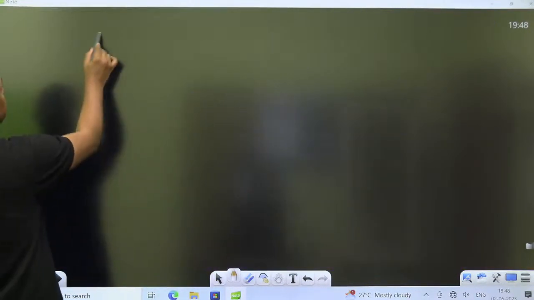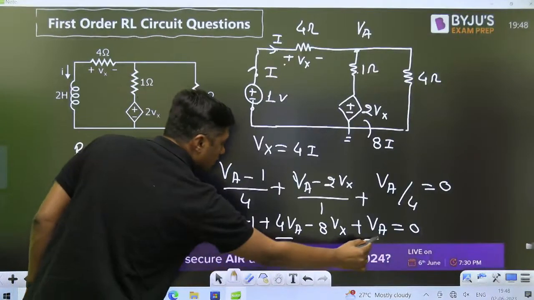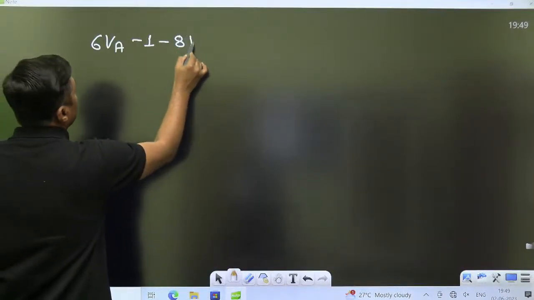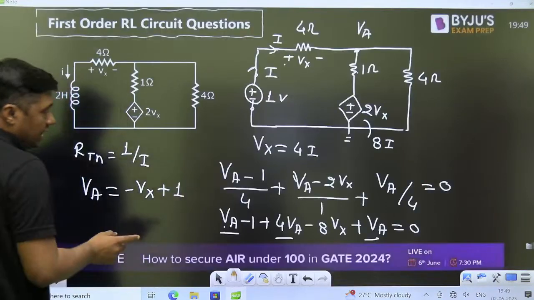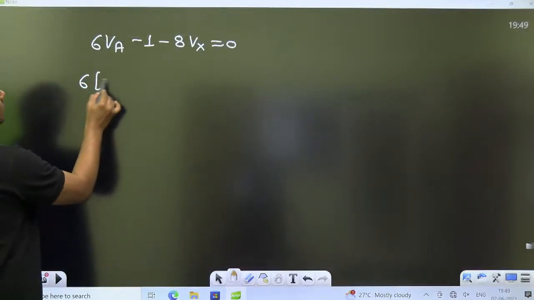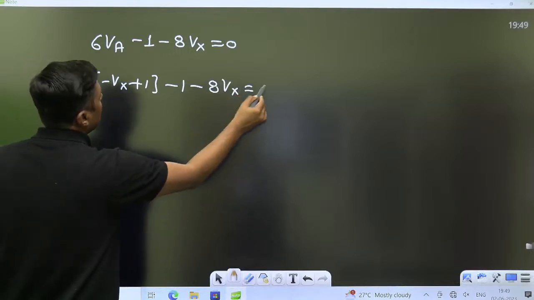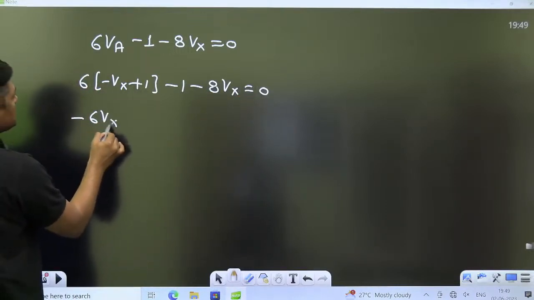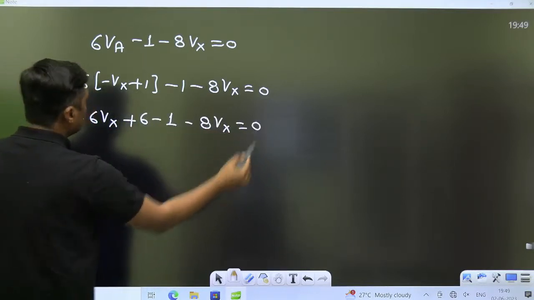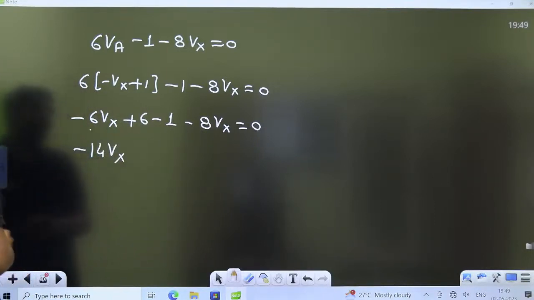On next page, 6 VA minus 1 minus 8 Vx is equal to 0. Now what is the VA? Minus Vx plus 1. So 6 times minus Vx plus 1, minus 1, minus 8 Vx is equal to 0. Minus 6 Vx plus 6 minus 1 minus 8 Vx is equal to 0. Now minus 8 plus 6, minus 14 Vx, check my calculation also, and plus 5.